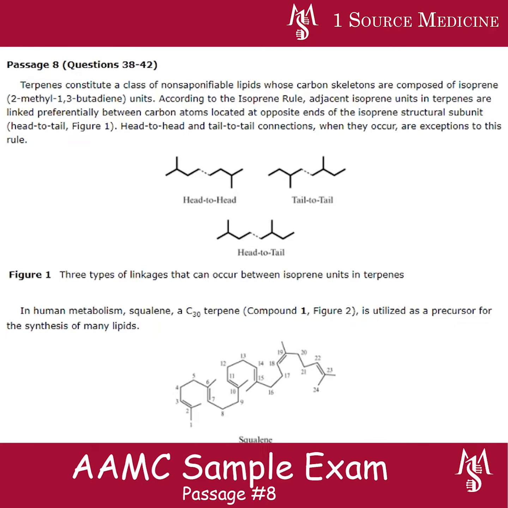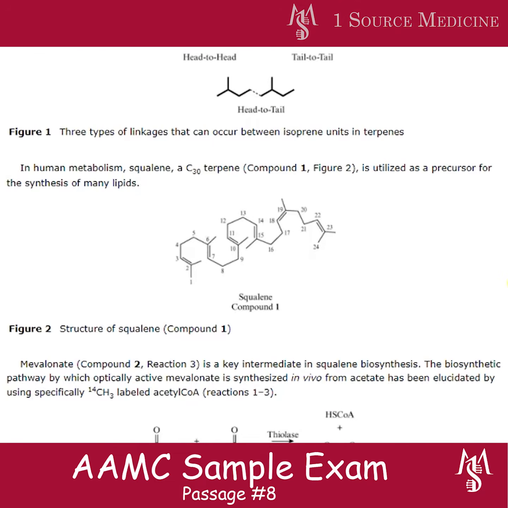The passage starts by stating that terpenes constitute a class of non-saponifiable lipids whose carbon skeletons are composed of isoprene units. Notice this says 2-methyl-1,3-butadiene, so none of these structures down here as shown are actually that molecule as shown. If we number this molecule, when it says 1,3-butadiene, it tells us that we have double bonds right here and right here. All right, anyway, moving on.